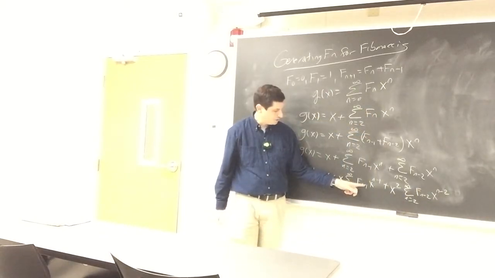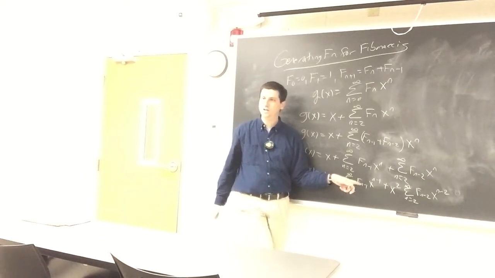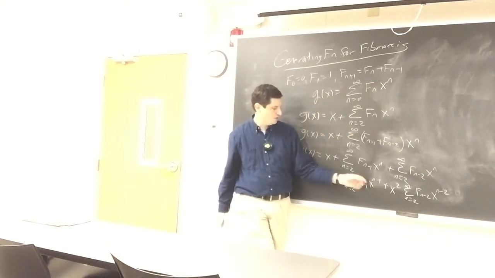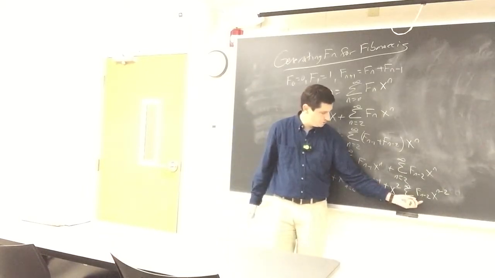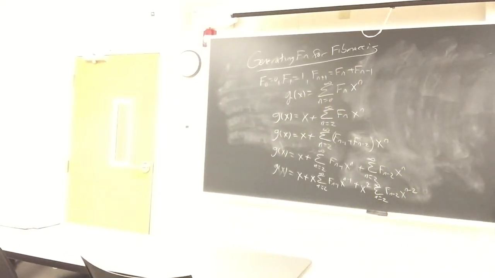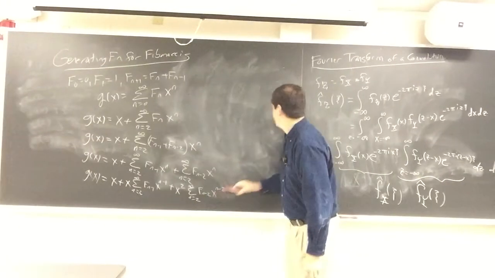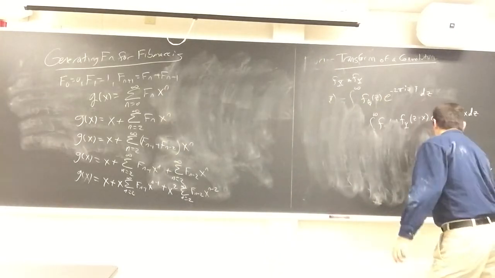Well, if I look at what's going on here, as n goes from 2 to infinity, this goes f1, f2, f3, f4. The only term I miss is f0. Well, f0 is 0, so this is just g(x). Over here, if I look at this term, I even start at 0, so it's g(x). Let's see if it turns this time. Almost turned. Thank you.